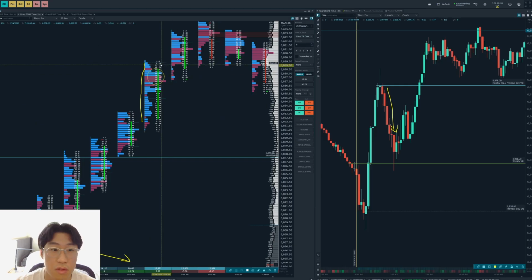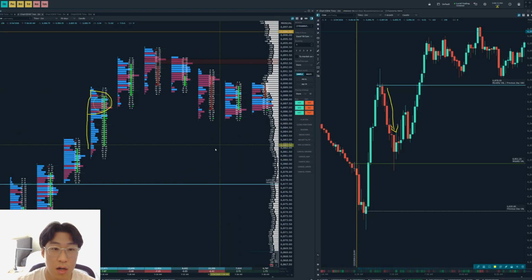Did not mean to move this. I have no idea where this was. We had a P shape here. Then we had aggressive buyers sitting here as well. We had an increase in volume as well.